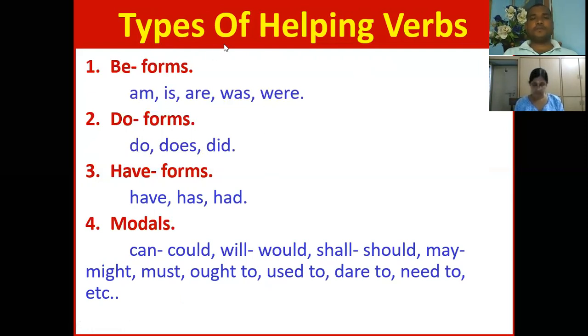Now, the first three, be forms, do forms, and have forms, are known as primary auxiliaries. Modals are known as secondary auxiliaries. These are primary auxiliaries, and these are secondary auxiliaries. Good.